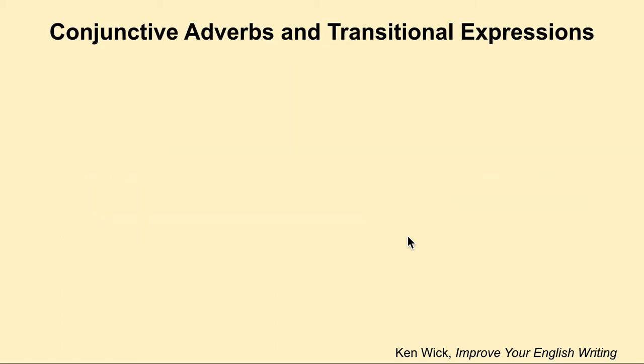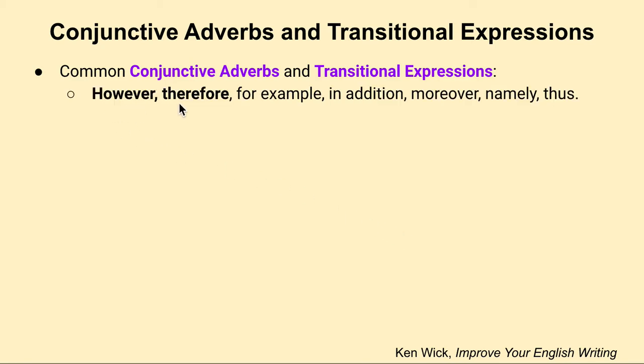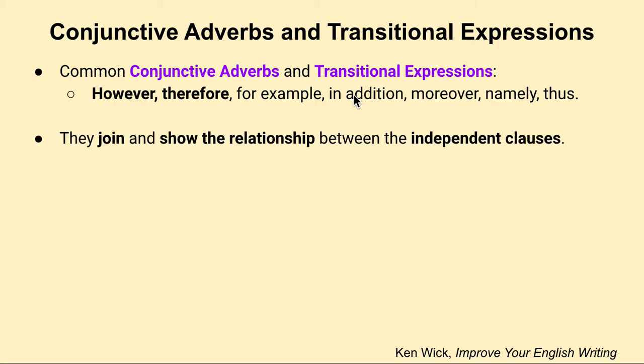What about conjunctive adverbs and transitional expressions? Well, here are some common conjunctive adverbs and transitional expressions: however, therefore, for example, in addition, moreover, namely, thus, and so on. The book has lists of more of them, or do a Google search of conjunctive adverbs, transitional expressions, and I'm pretty sure you'll pop up a list. So conjunctive adverbs or transitional expressions join and show the relationship between independent clauses.